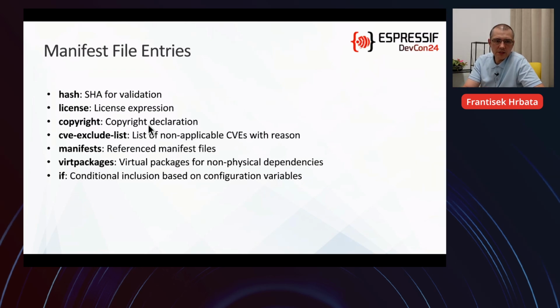You can explicitly state the license, copyright, and there is an exclude list. What is it used for? Let's say you are using some library and there is a new vulnerability found and reported by the checker. But after you analyze it, you find out that you are not actually using this function, so this CVE is not related to your product or your application. You can just mention it there. It will also be recorded in the SBOM file, and the checker will ignore it. It will not be reported as a vulnerability. It will be a special section marked as excluded CVEs.